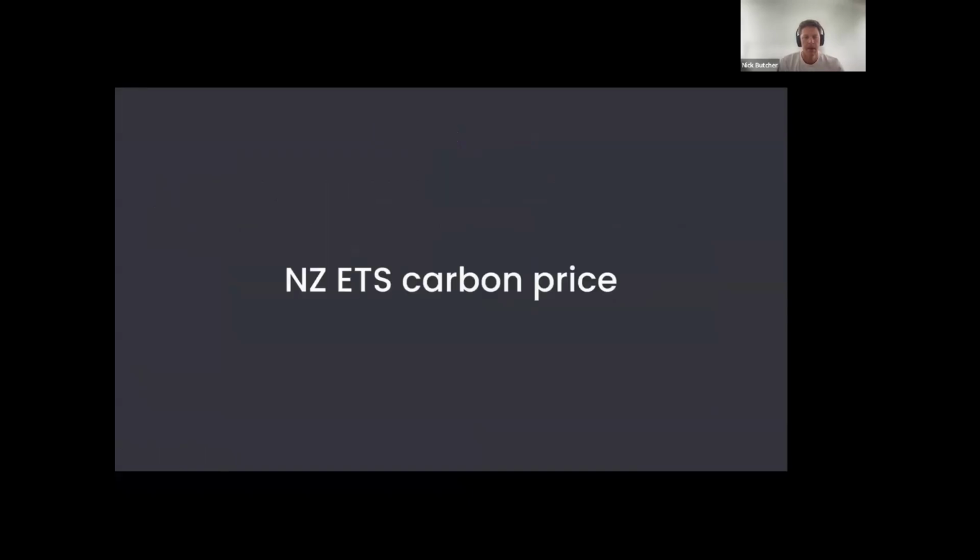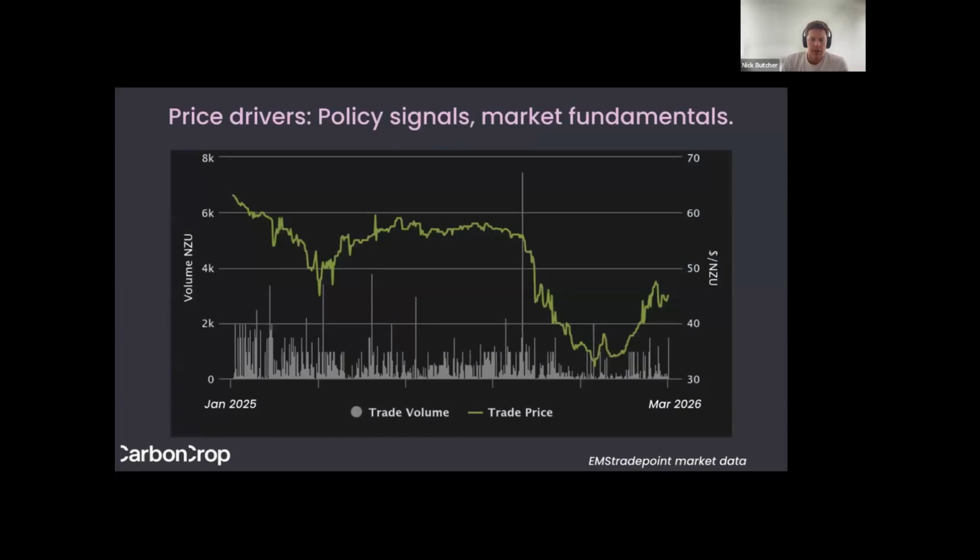So kicking off with the carbon price, this is a recent export from EMS TradePoint data, and the period that we're looking at here is from basically the start of last year, so January 2025, through to pretty much today. The green line is the one that you want to focus on, and the y-axis on the right-hand side is EMS TradePoint's traded volume. So a couple of key events here.